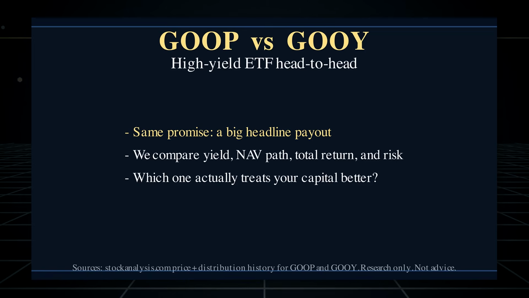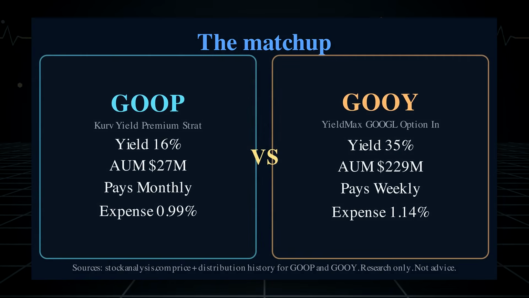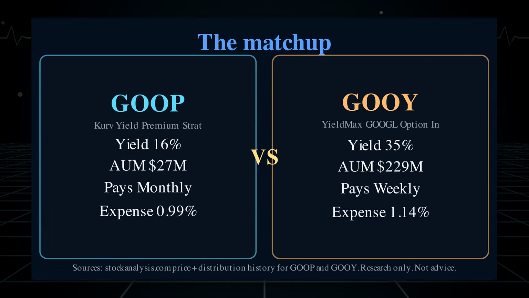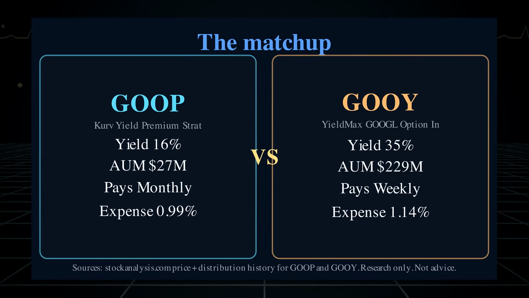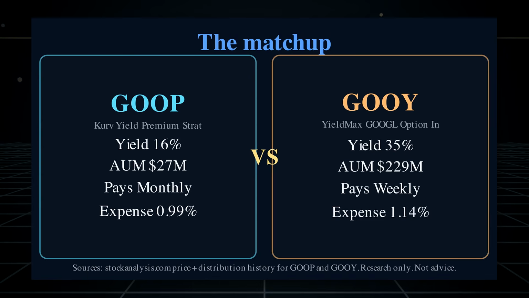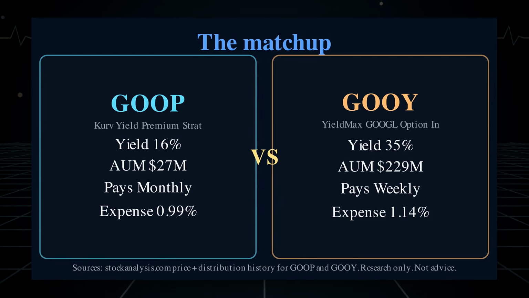GOOP is the Curve Yield Premium Strategy Google, or Google ETF, issued by Curve. It launched on October 31, 2023. This is an actively managed derivative income fund, not a plain index fund, and not a conventional pile of Google shares. Its listed holdings are United States Treasury bills at 109%, and the Fidelity Investments Money Market Government Portfolio, Class I, ticker FIGS, at 0.41%, plus 2 call options and 1 put option that the fund writes for premium income.